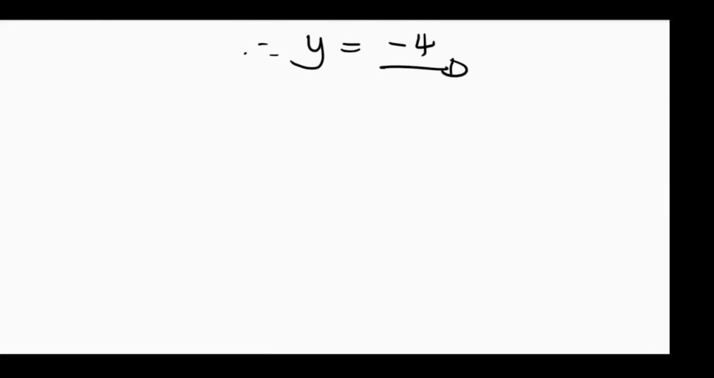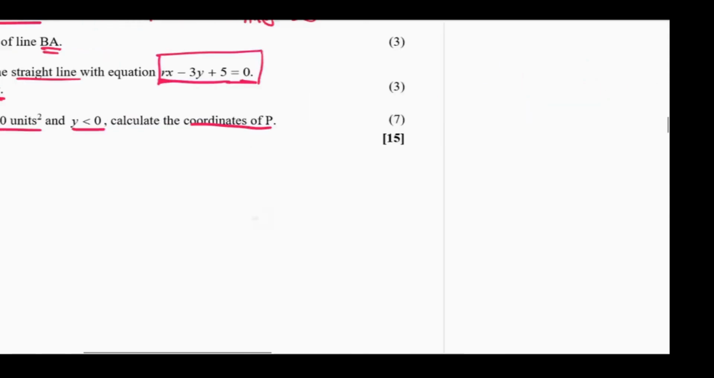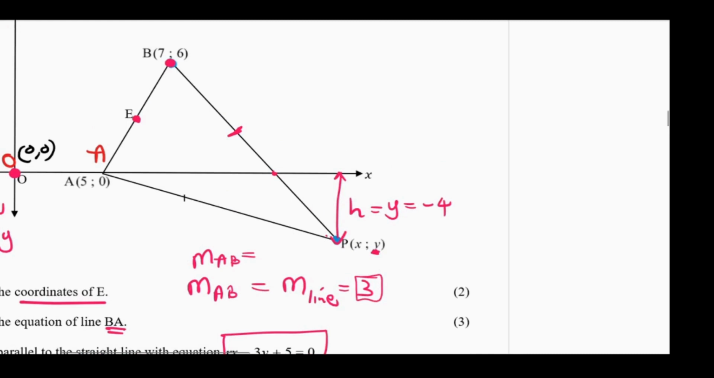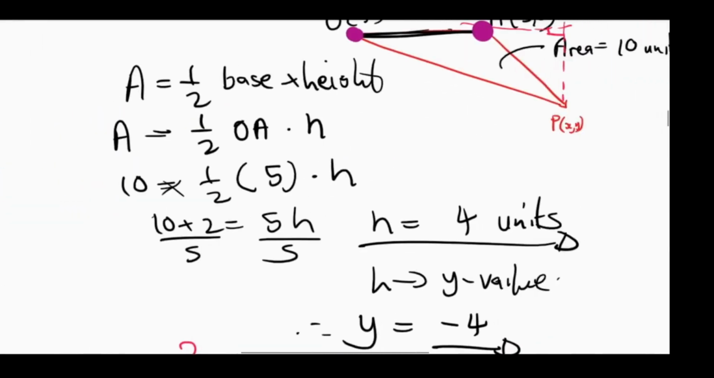But we need our x value now. So we need our x value of P. We don't know it. So for us to find that x value, we need to remember the information that we are given. We were told that AP is equal to BP. So basically that means now that the distance of BP is equal to the distance of AP. So we're going to write that expression here.